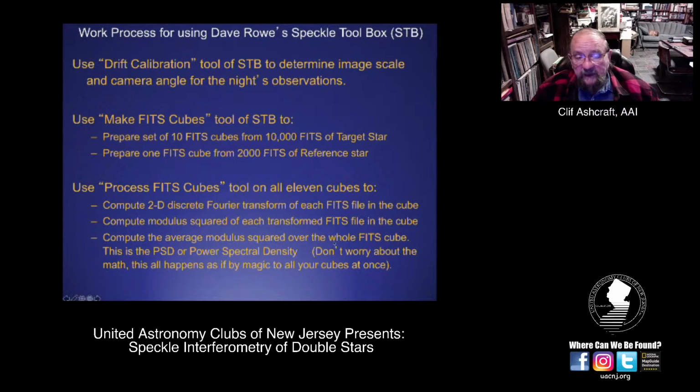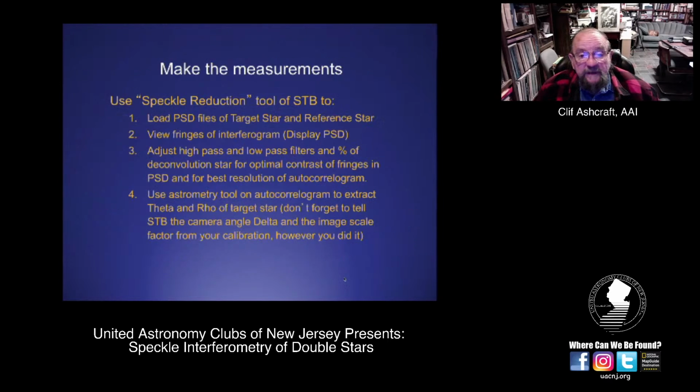So the data from the speckles from 1,000 images are in this modulus squared. That gives you that power spectral density that looked like it had some faint fringes in it. Now, you don't have to worry about the math because it all happens to all of your cubes at once. It makes me tired just thinking of all the math that the poor computer has to do.